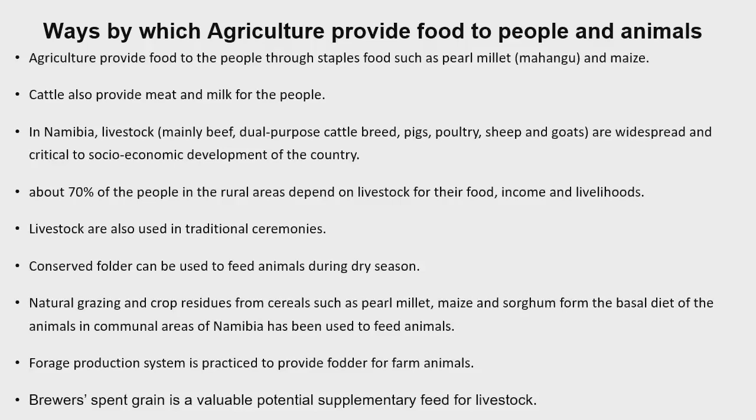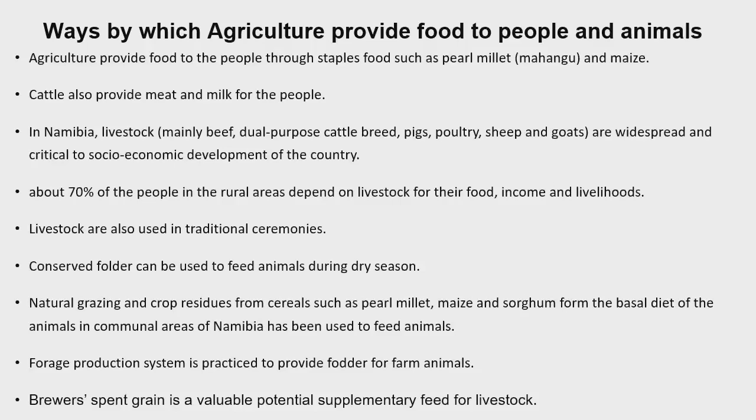About 70% of the people in the rural areas depend on livestock for their food, income, and also for their livelihoods. Livestock are also used in traditional ceremonies, for example, in weddings or in parties, more especially in the north. The cattle are more important; they can be slaughtered during those big ceremonies. Conserved fodders can be used to feed animals during the dry season.